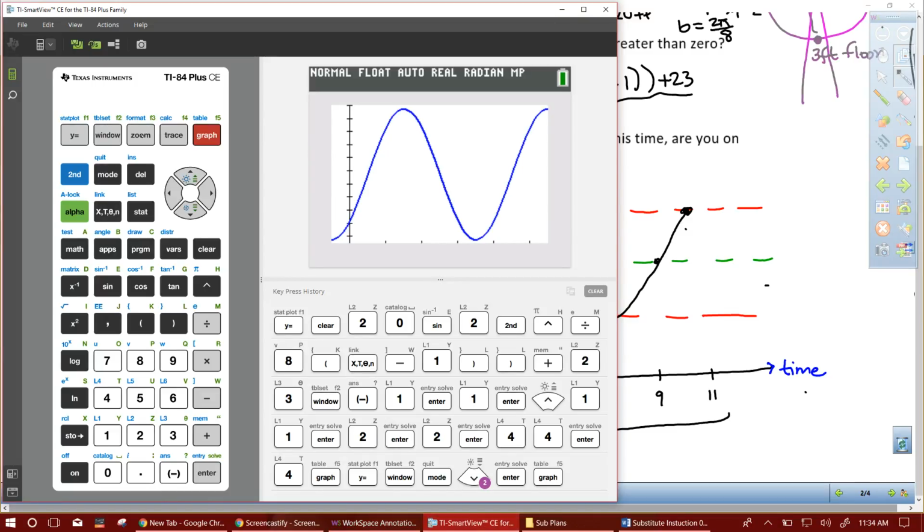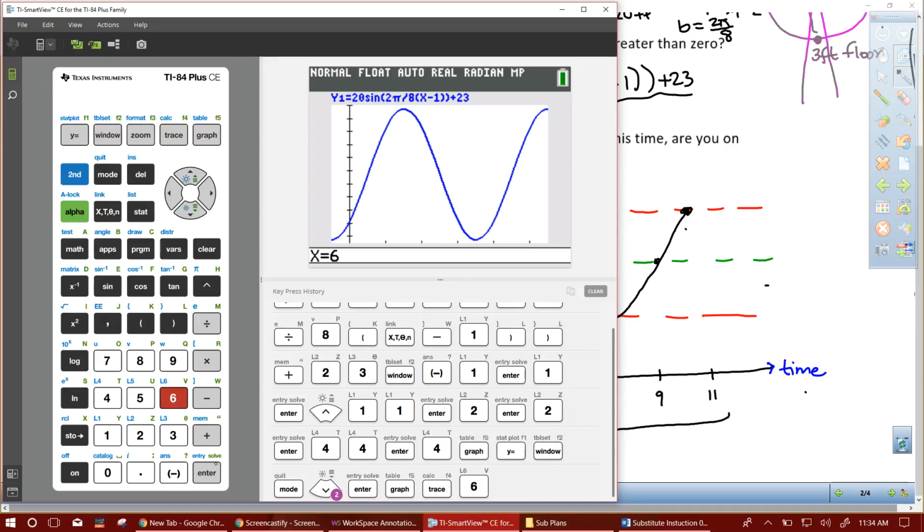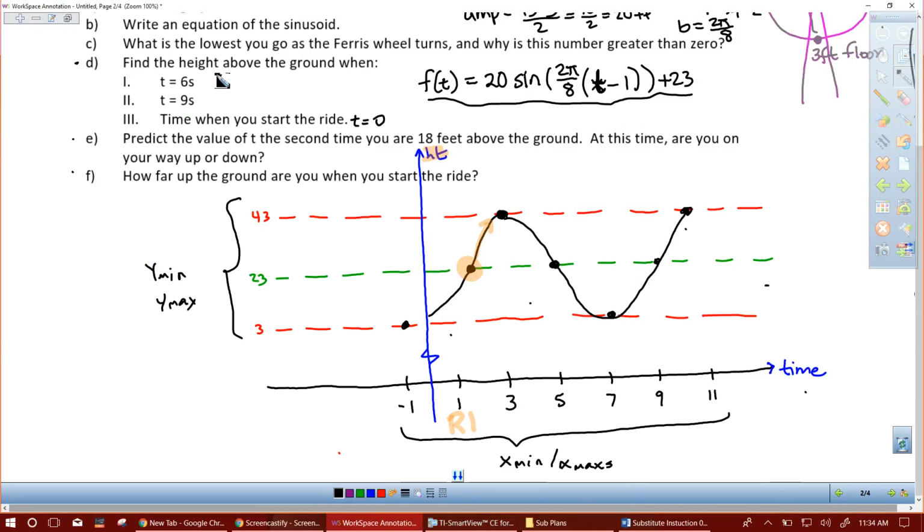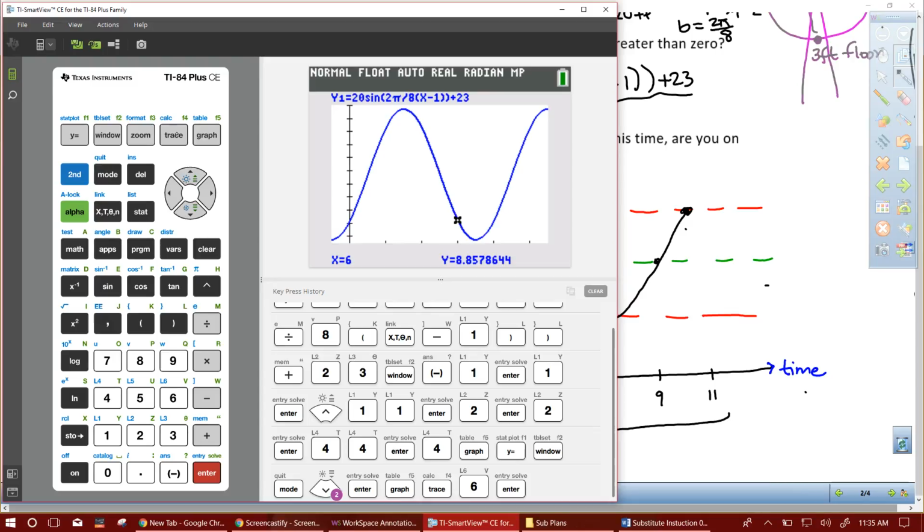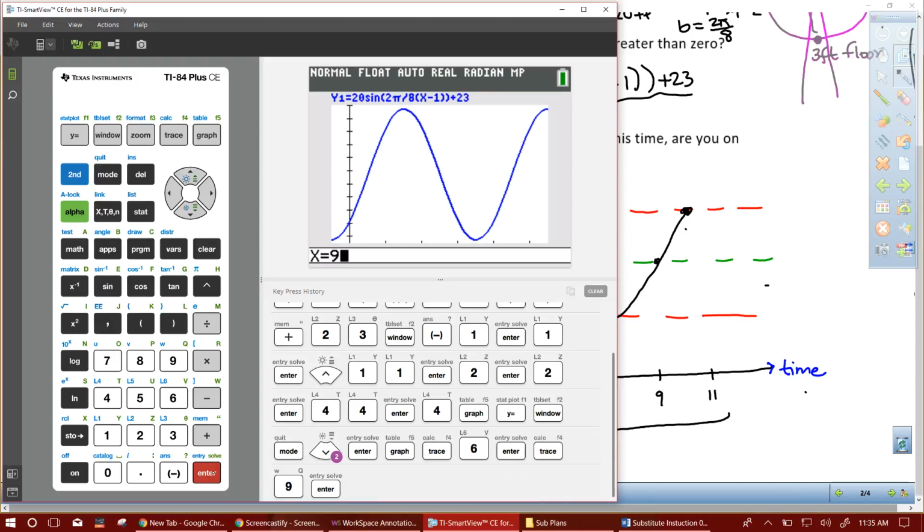So I will press trace, and I'll start with t equals 6, enter, and I get a height of 8.858. So I'll say that f of 6 is 8.858 feet. Then I'll do 9. So again, I press my calculator, I press my trace, and I say 9, enter.